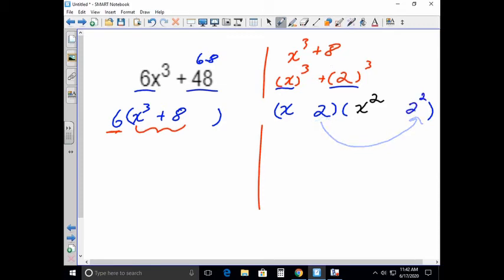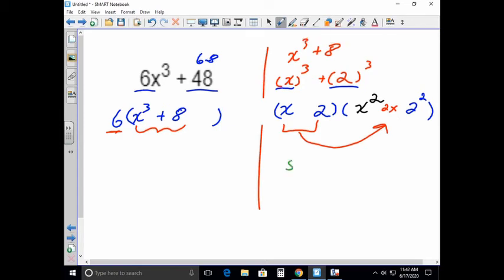Which 2 squared, of course, is 4. Notice that this number times that number makes 8. But we also have another term that goes in the middle here. And that term comes from multiplying these two together. So x times 2 would give us a 2x in the middle.